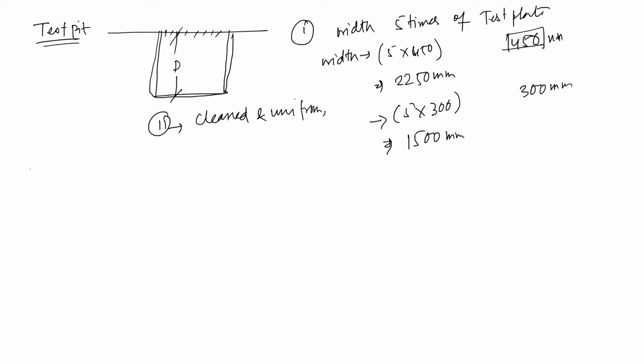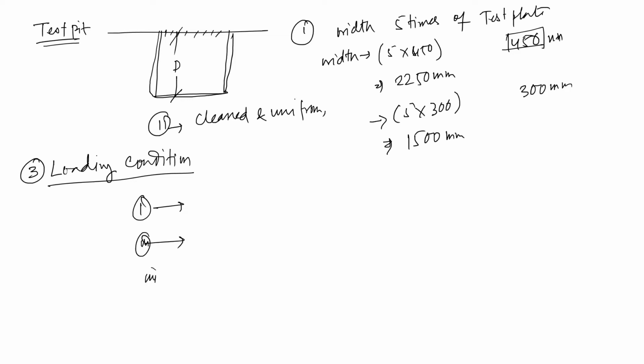Now we talk about the loading condition. How do you apply the load in this plate load test? Loading condition. Basically, we use 3 types of loading condition. One is your gravity loading condition. Another is your reaction truss method.